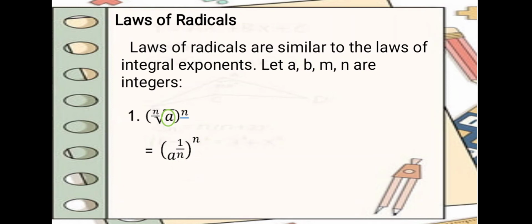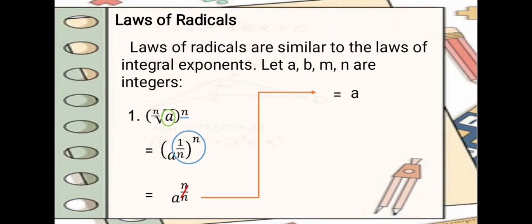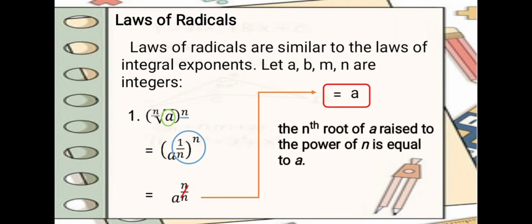Next. So, simplify natin. We will multiply the exponent. So, we have 1 over n times n. It becomes a raised to n over n. So, pwede pa bang i-simplify? Yes, pwede pa. So, we will cancel n divided by n. So, ang natira na lang ay si a. So, the nth root of a raised to the power of n is equal to a.